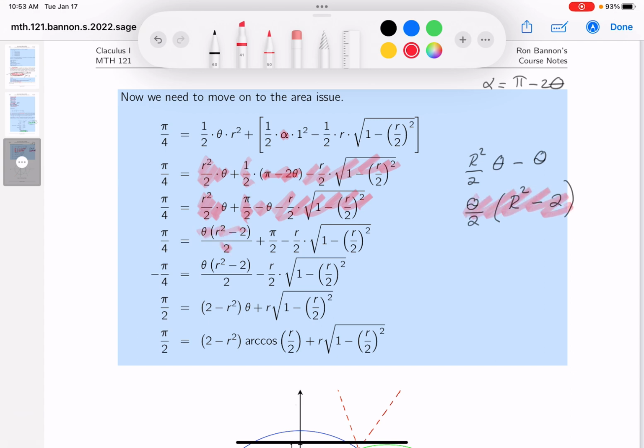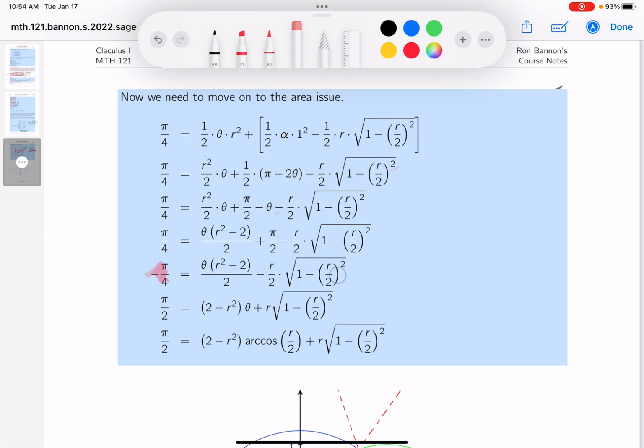Again, theta times r squared minus 2 over 2. Right? And then someone says, what happened? I took pi over 2 and subtracted it from pi over 4. Well, if you took pi over 4 and subtracted pi over 2, you would get minus pi over 4. All right? So things are kind of coalescing. I'm moving forward at least. And I want to keep going. And where am I now? I'll point out where I am. I'm here. I'm following along each step. And I'm here. And what do I do there? I'm going to multiply both sides by minus 2.